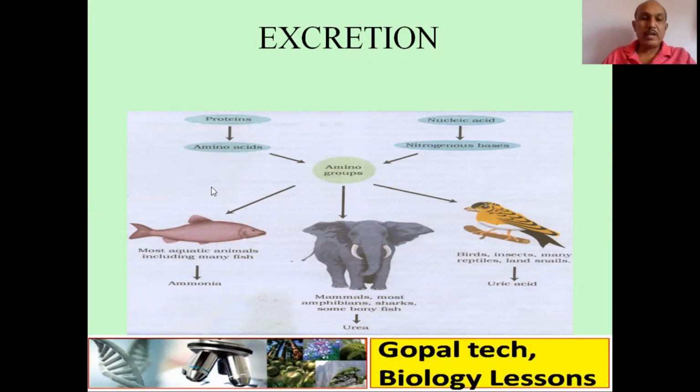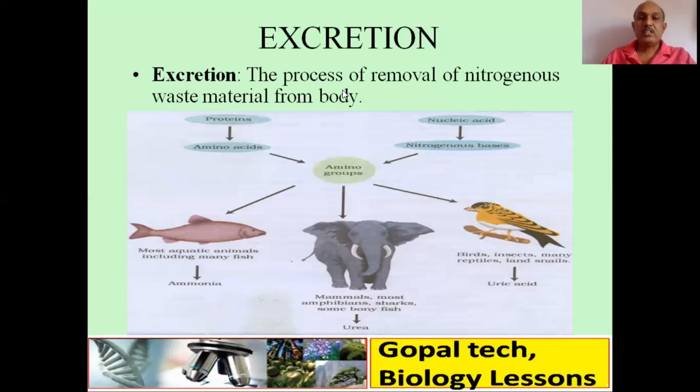So most aquatic animals, including many fish, remove ammonia as a nitrogenous waste material. Mammals, most amphibians, sharks, some bony fish, they remove urea as a waste material. And many birds, insects, reptiles, and land snails will remove uric acid as a waste material. So nitrogenous waste material may be ammonia, urea, or uric acid. So excretion, the process of removal of nitrogenous waste material from the body, is called excretion.